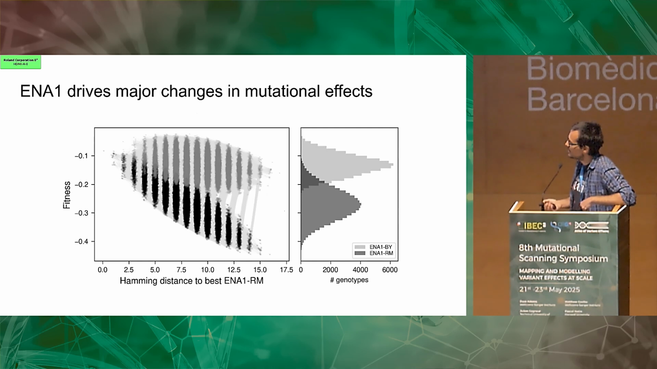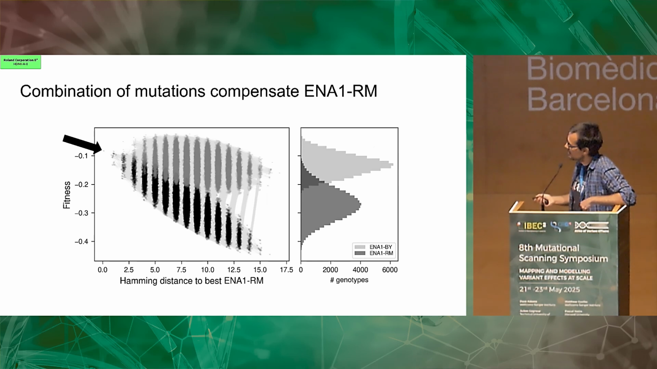So what this is showing you is that the mutational effects depend a lot on the allele at the ENA1 locus. And not only that, even in the bad version, there is a bunch of genotypic combinations that give a variant that is even fitter than the 2 wild-type strains. So there is place for a lot of compensation, even when you have a bad version of this variant.